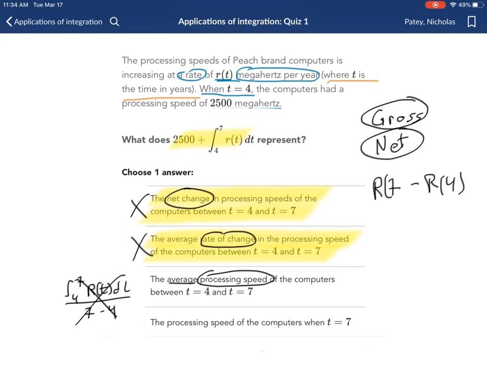Then we reach our last one. It says the processing speed of the computers when t equals 7, and that's exactly what we said before. That last one is our answer. I hope that helps. Please ask me questions in the comments if you're still unclear about something.